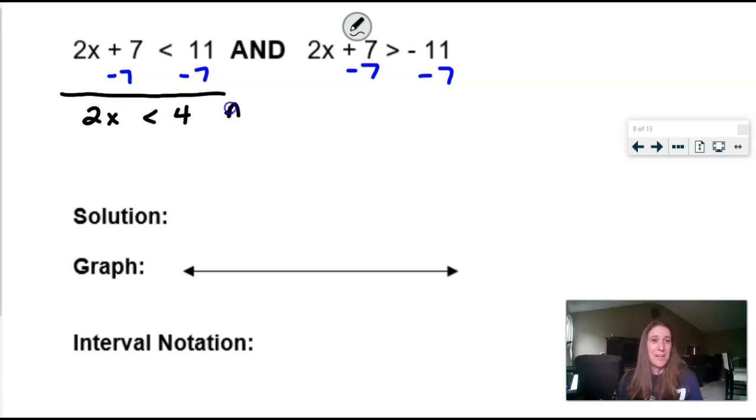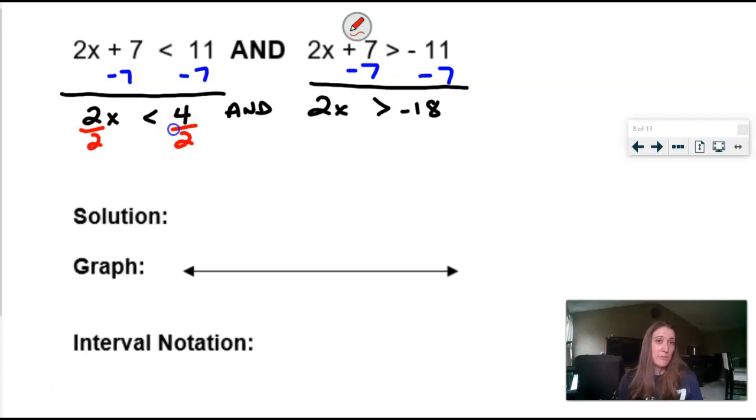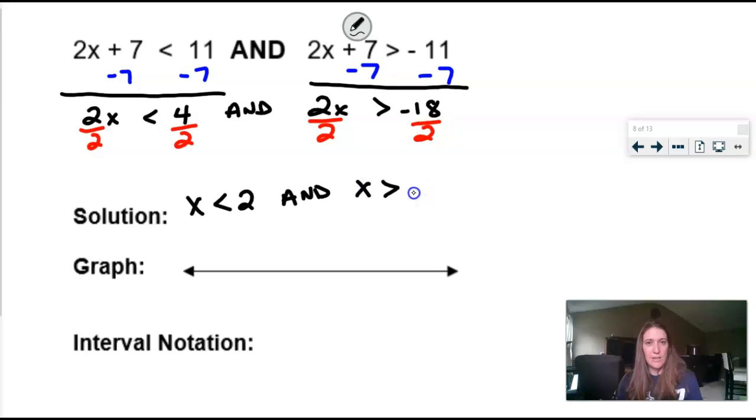And I'm going to carry the word and down with me because one of the most common mistakes from kids is they don't write down the conjunction and then they have the wrong answer. Picky, I know. All right, 2x is greater than negative 18. So here we're going to divide by 2, and that's a positive coefficient, so you don't have to do any additional flipping. And I'm ready to write down my solution. So right here, we end up with x is less than 2. And then key point here, write down the word and then drop this one down, x is greater than negative 9.